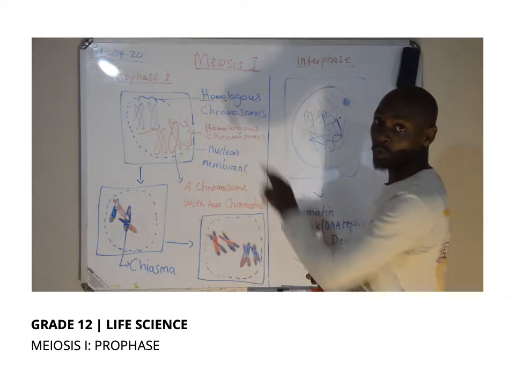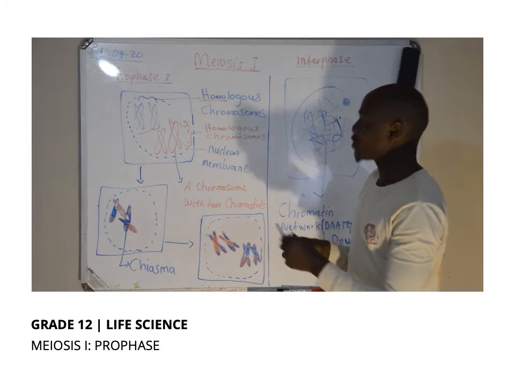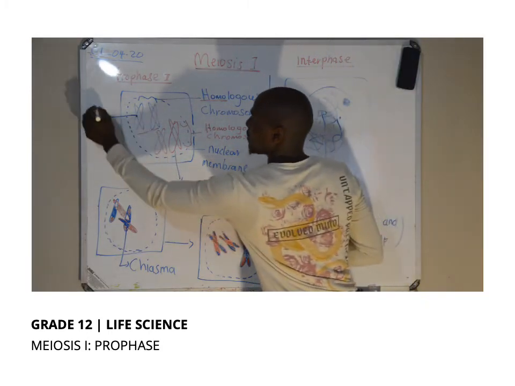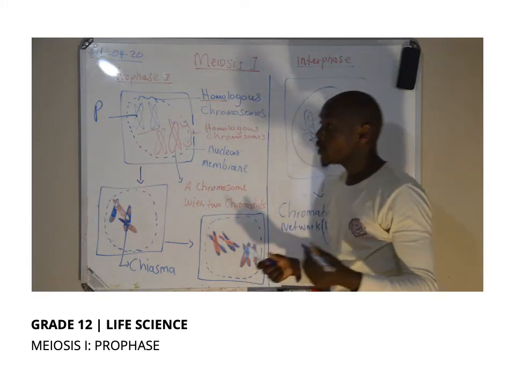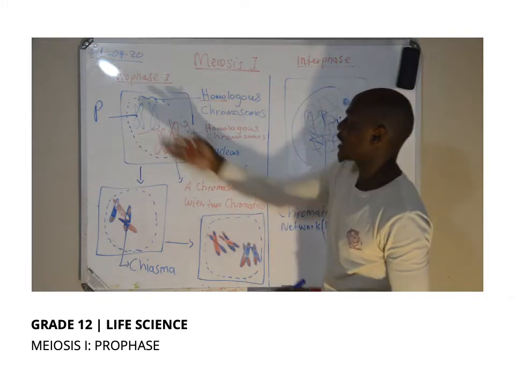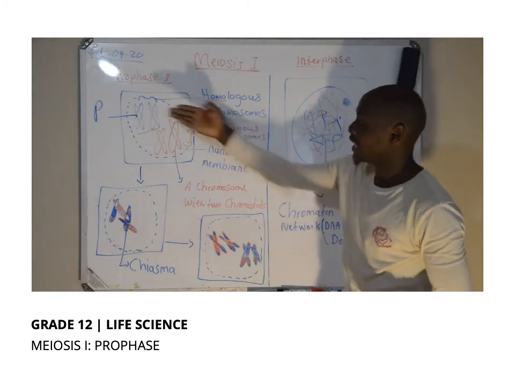So those two chromosomes, they are homologous. Let's assume that these two chromosomes are coming from paternal. What is paternal? Paternal means father. So we have two chromosomes that are coming from the paternal that are homologous.